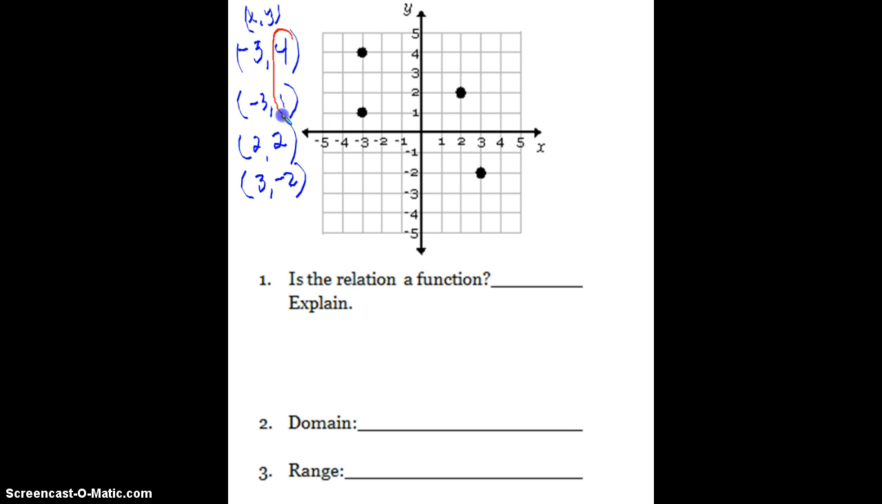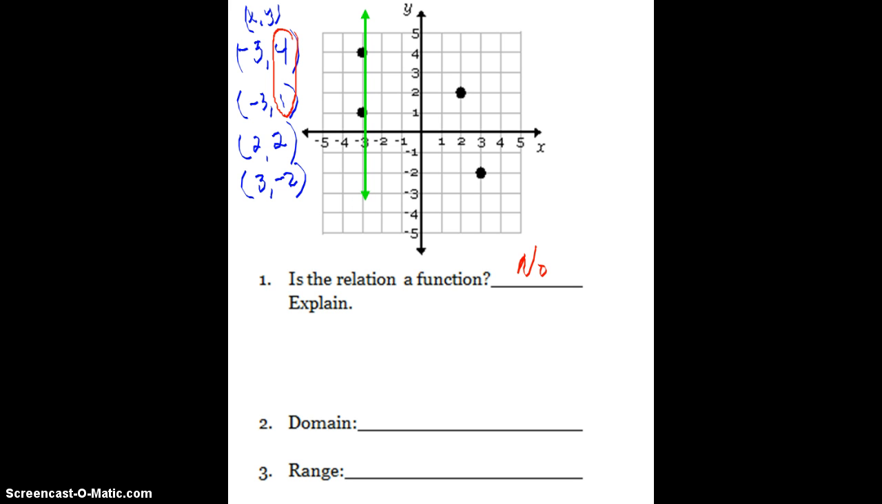If you notice here, we have an input value, -3, that has 2 different output values. That is not okay. All right? That means no, this is not a function. Okay? So if you remember from class, we talked about another way to see on a graph if something's a function or not.